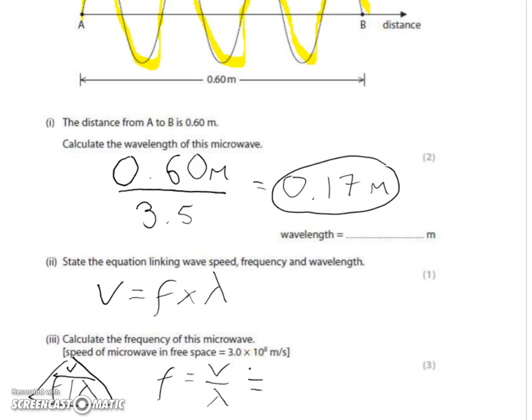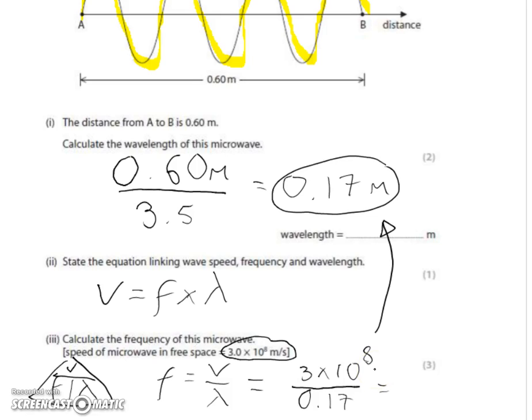Put our values in. Our speed is given in the question here. It's the speed of light because all electromagnetic waves go at that speed. 3 times 10 to the power of 8. And we're going to divide that then by the wavelength that we worked out in the previous part here, 0.17 meters.